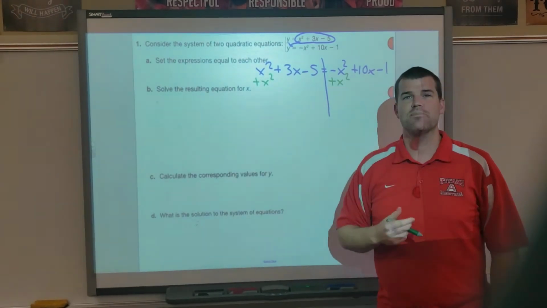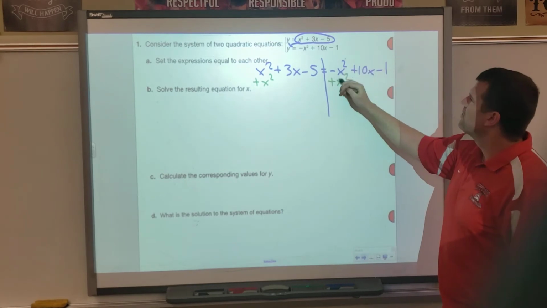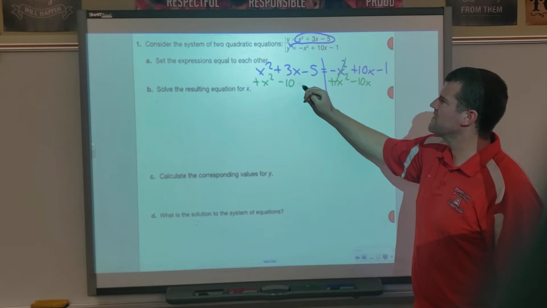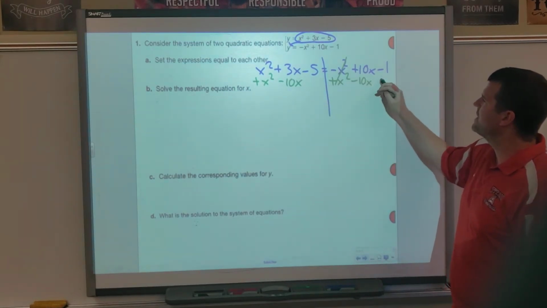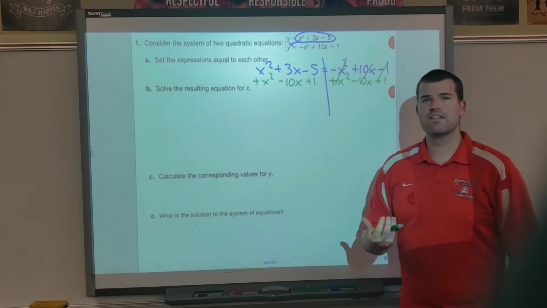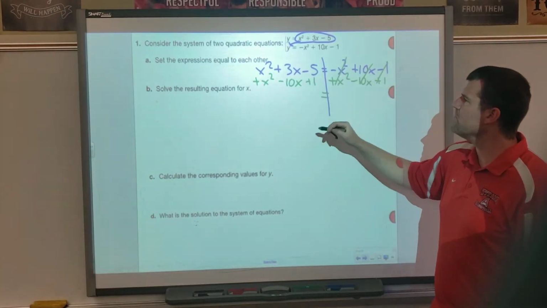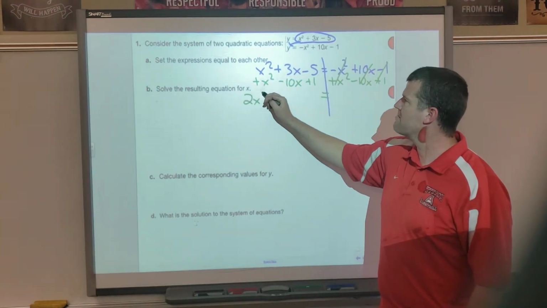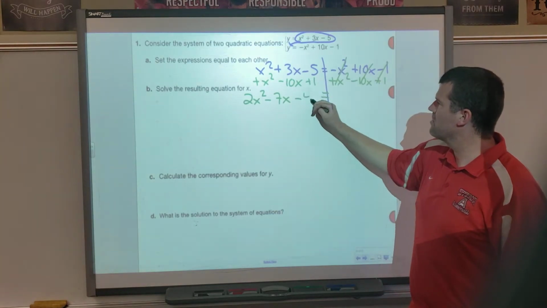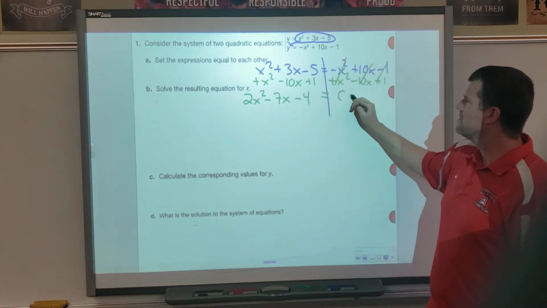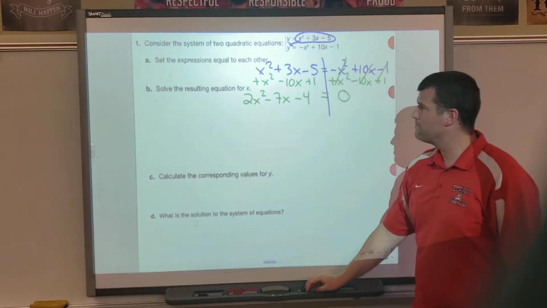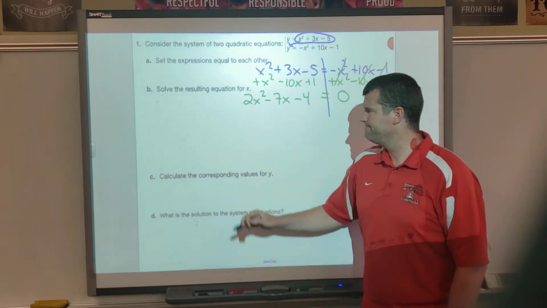Right? So you're going to end up getting 2x squared. Same thing with plus 10x, we have to do minus 10x. So subtract 10x from both sides. And then with negative 1, we're going to add 1 to both sides so that everything on one side of the equation crosses out. And we're now left with 2x squared minus 7x minus 4 equals 0. So we have a quadratic equation equal to 0. Set up perfectly for our good old quadratic formula.